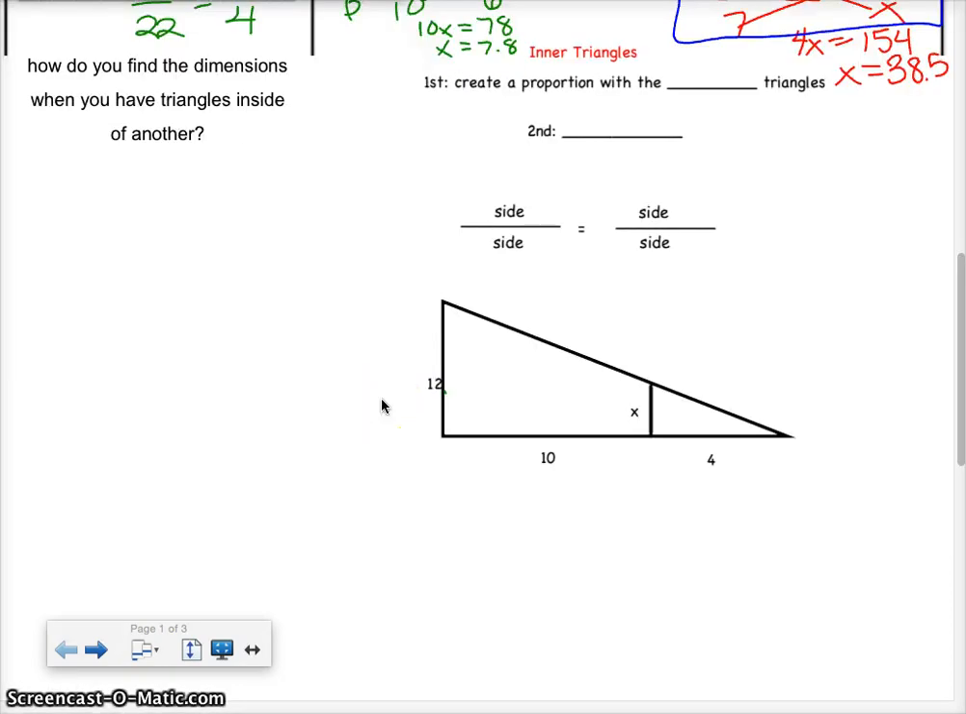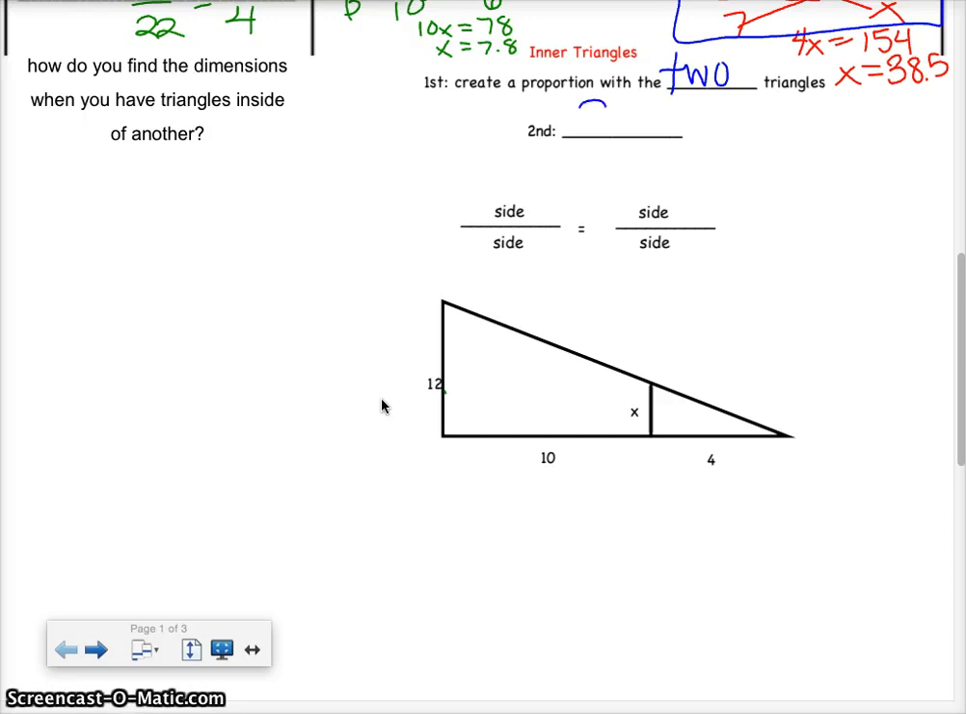All right, now that we learned how to set up and solve using similar figures for missing dimensions, we are going to have combined figures. And when we have, it's called inner triangles, or else two triangles will be connected. What I want you to do is create a proportion with the two triangles. So anytime you have a shape that looks weird, you should be able to find two triangles in it.